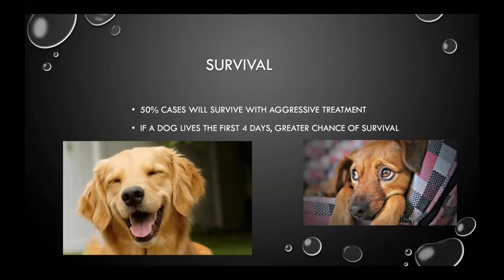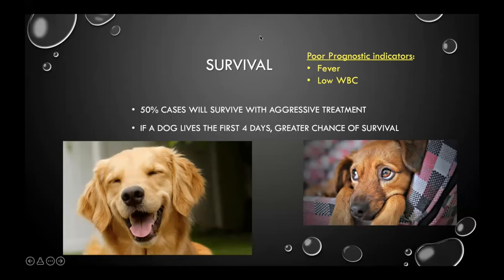If a dog lives past the first 4 days, you have a greater chance of survival. And again, those older puppies, the ones that are 6 or 8 months that get it, those ones will linger. A lot of times they'll be in the hospital with us for a week or 2 weeks, until they're better. But most puppies will rebound and do better within the first 2 to 3 days.